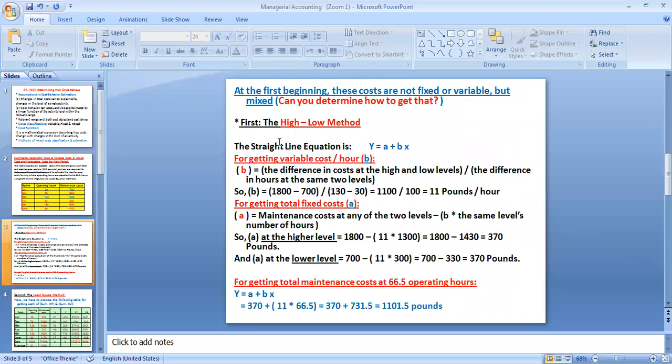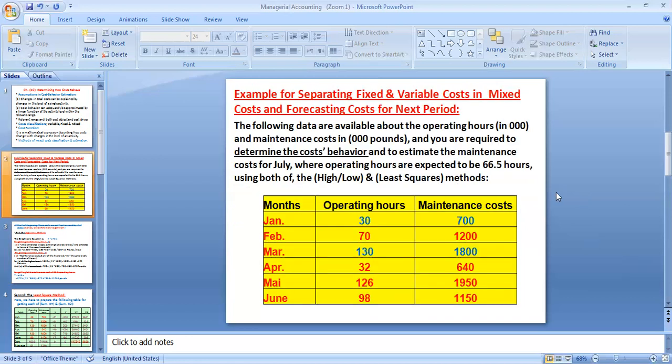I said that the straight line equation is Y equals A plus BX. For getting the variable cost per hour B, B equals the difference in cost at the high and low levels divided by the difference in hours at the same two levels. The two levels I have are 30 and 130. The cost in front of 130 is 1,800. The cost in front of 30 is 700. So the difference in these two costs divided by the difference in these two levels of hours, like this.